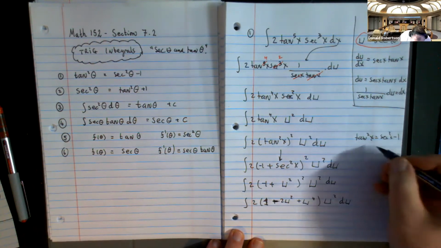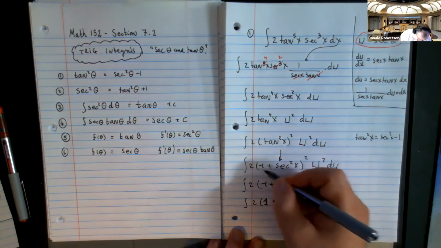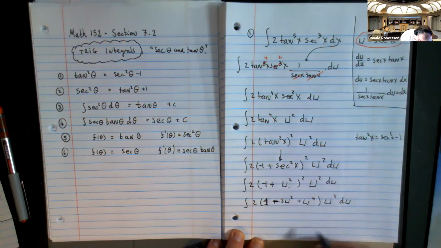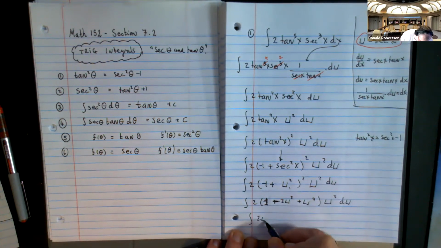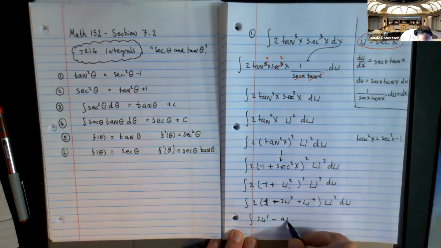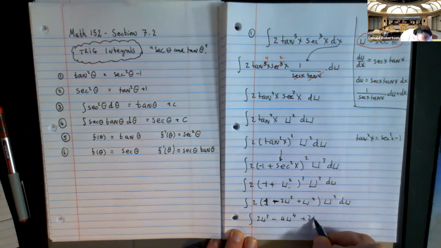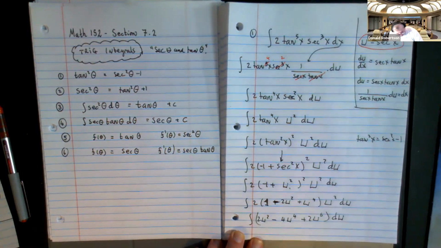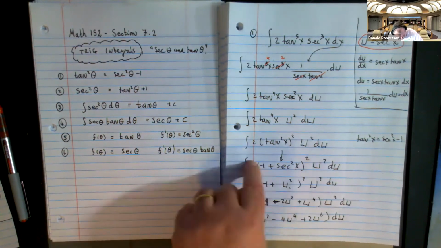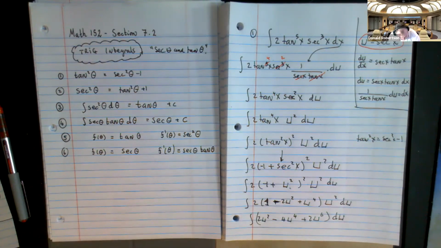Okay. So that's what happened here and here, but kind of fixed it. Distribute now. 2u squared, take away 4u to the 4 plus 2u to the 6 du. Right, with the little hiccup there. We're good. We're pretty close to finishing, aren't we?